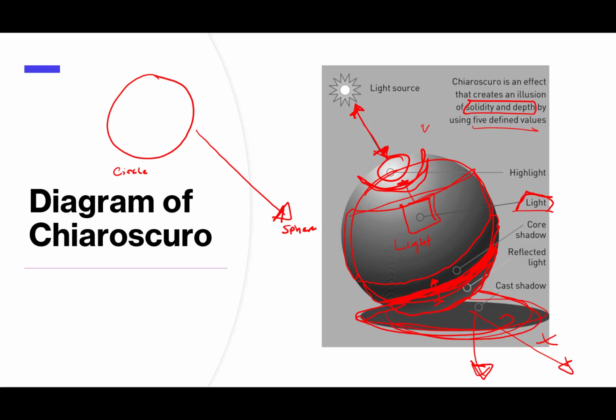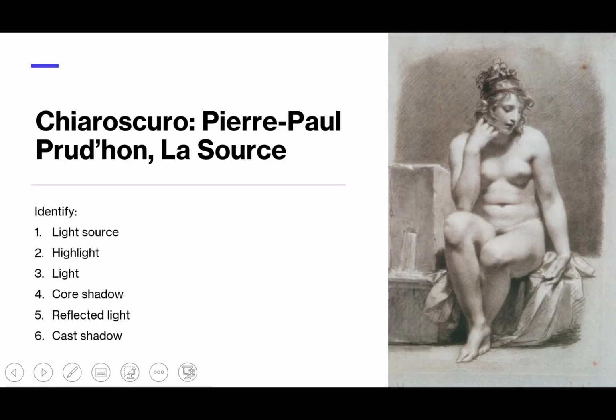Okay, so that is chiaroscuro. This is really helpful, and you do need to know those components, all right? That could be a test question. So being able to identify them and knowing the order that they go in. Let's take a look at this and then one that I gave you. So this one's in your book, right, of being able to take a look at an image and be able to identify the light source, the highlight, light, core shadow, reflected light, and cast shadow.